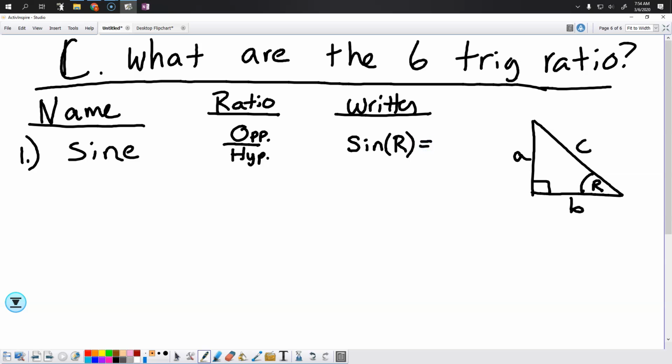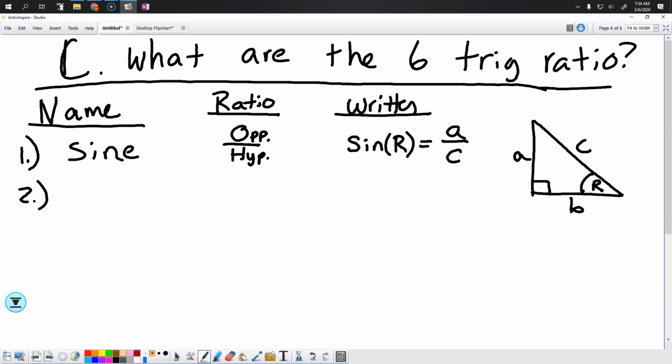What is opposite from R on that triangle on the right there? A. And what's my hypotenuse? There you go. So sine of R is A over C. Okay? Let's do another one, number 2.